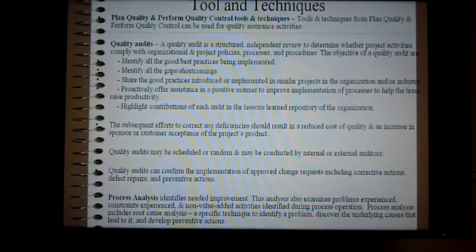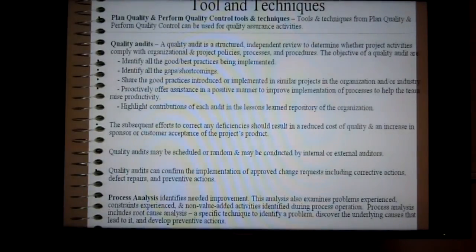The tools and techniques used are from both plan quality and perform quality control. This is what I was talking about earlier, how the tools and techniques used from plan quality and quality control weave into quality assurance, such as the Pareto charts and diagrams, run charts, and control charts. They're also used in this step. A very important tool and technique within quality assurance is audits.